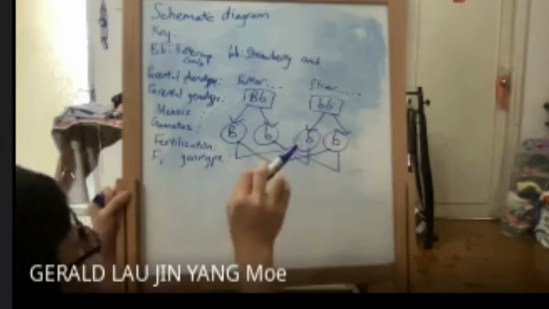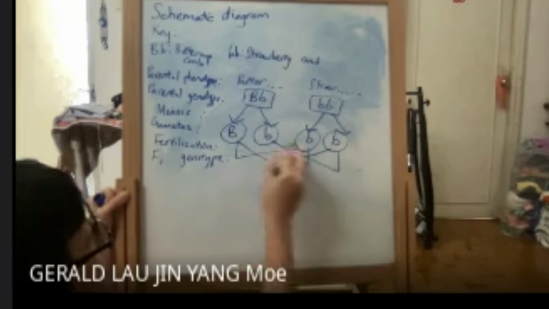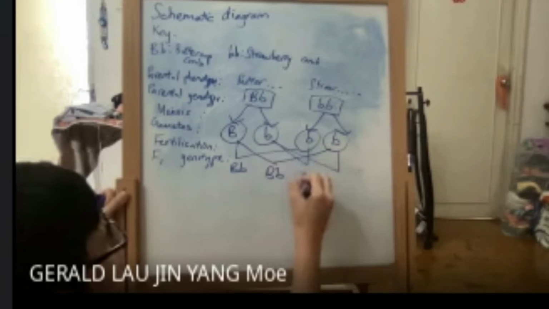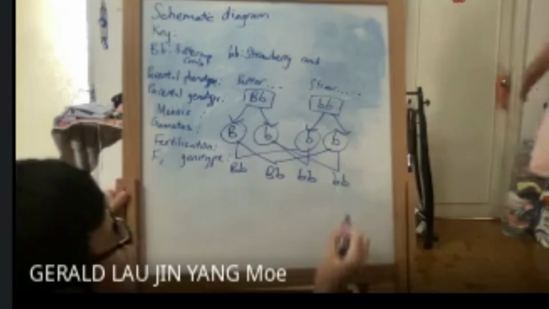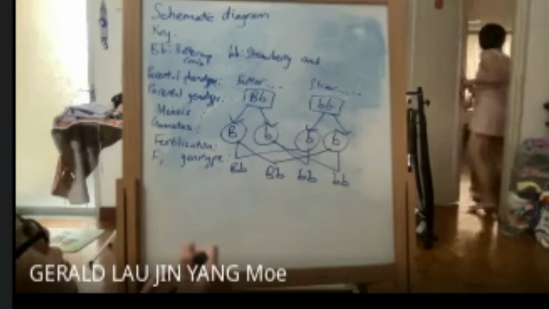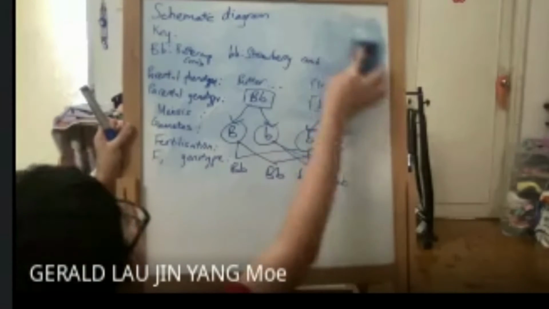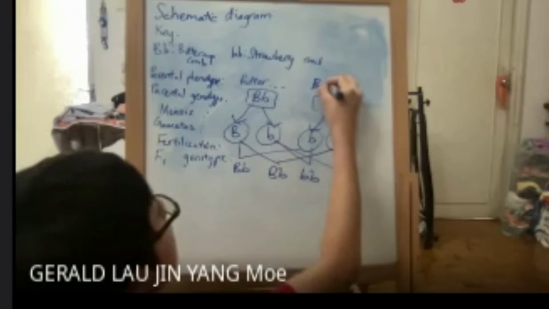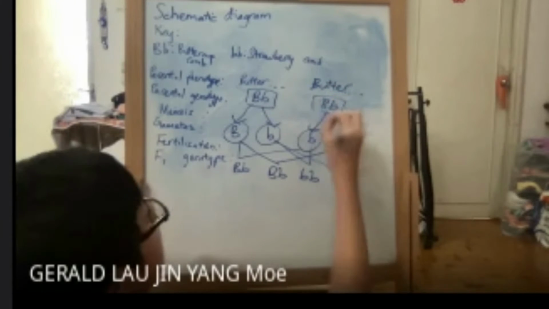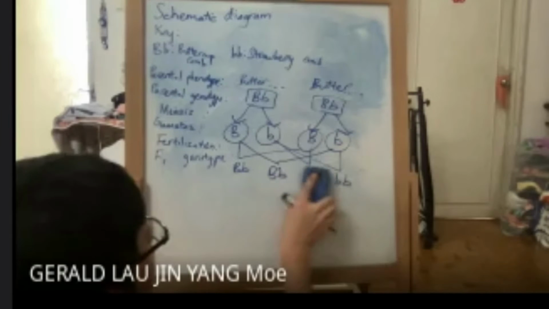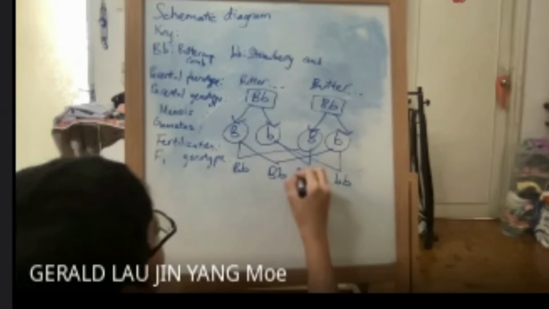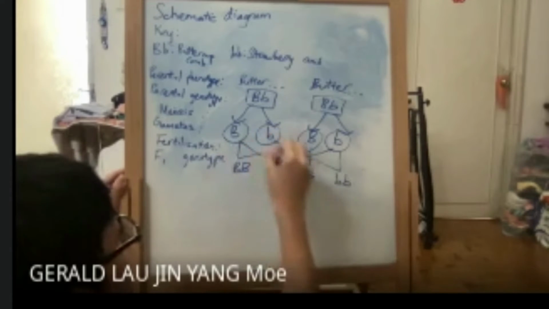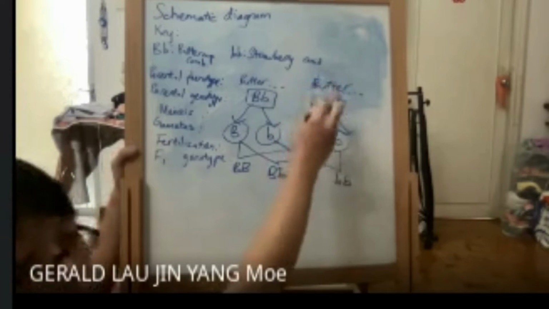So 4 possibilities. Then your genotype is what? Capital B, small b. Small b, small b. I mean, if this is correct. Oh wait, I just remembered something. This one is supposed to be buttercup. I remember both are buttercup. This is supposed to be capital B. So it will become BB, Bb, Bb, bb. If I'm not mistaken.